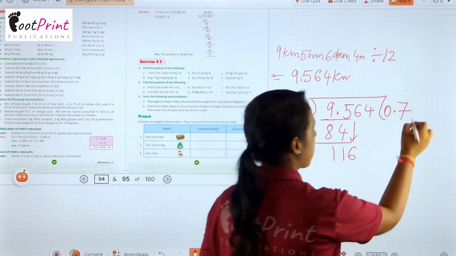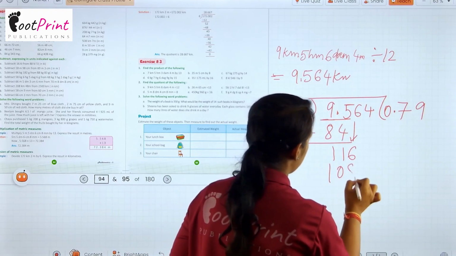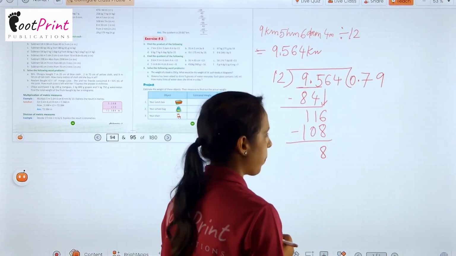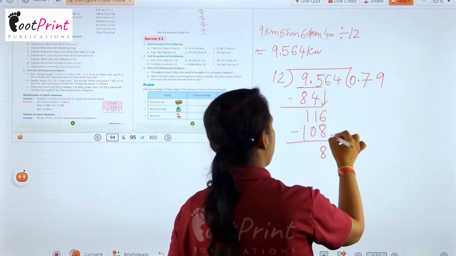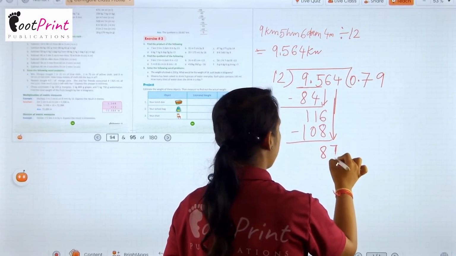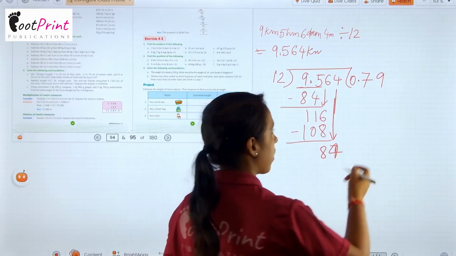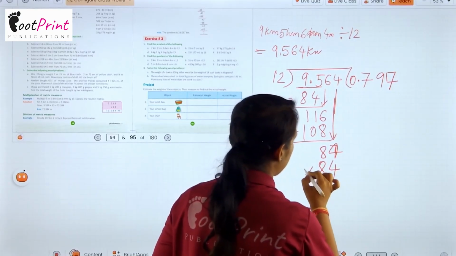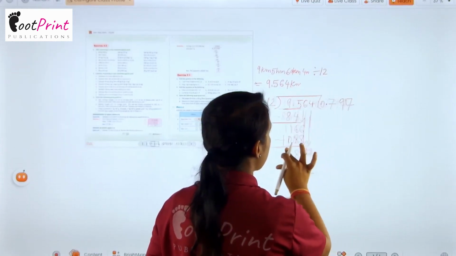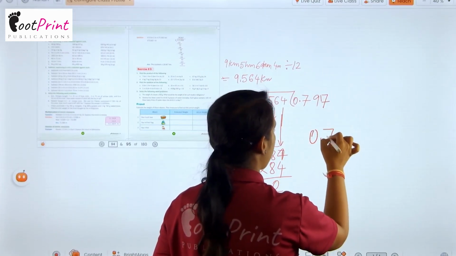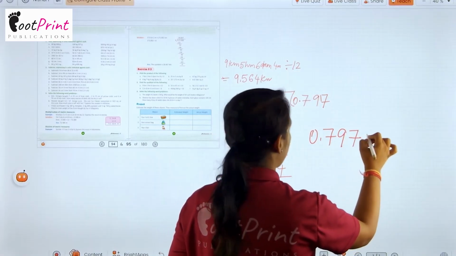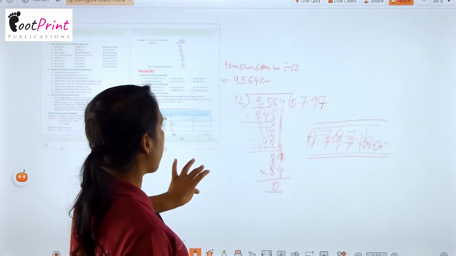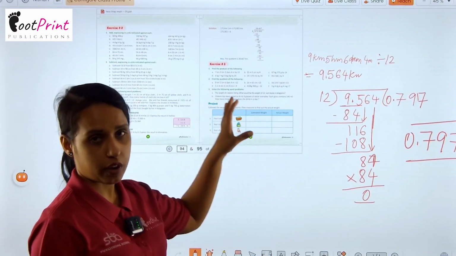Now we have 12 nines of 108. Now we have to subtract it. What do we get? We get 8 here. Now we carry 4 here. Now 12 sevens is 84. So here we get remainder as 0. So the answer will become 0.797 kilometer. In this manner you can divide the following numbers.